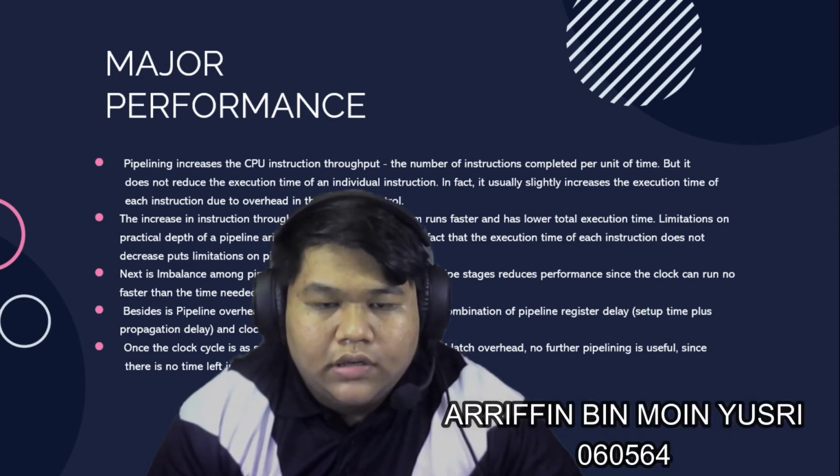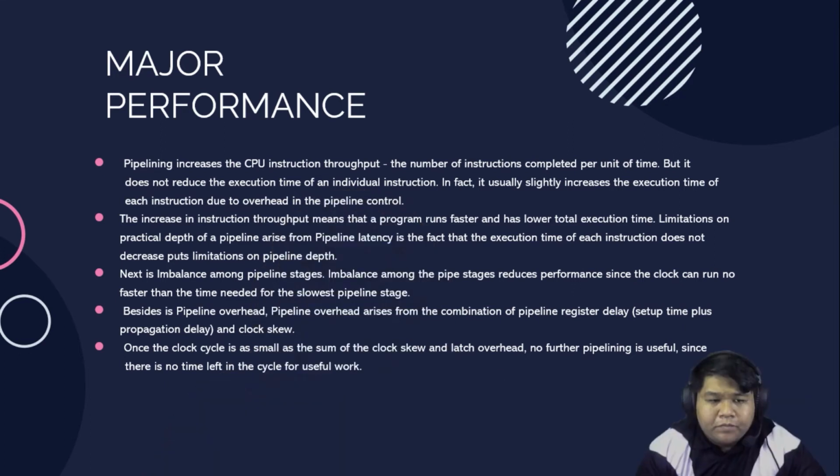Now I will continue about the major performance of pipelining. Pipelining increases the CPU instruction throughput, the number of instructions completed per unit of time, but it does not reduce the execution time of an individual instruction. In fact, it usually slightly increases the execution time of each instruction due to overhead in the pipeline control. The increase in instruction throughput means that a program runs faster and has lower total execution time.